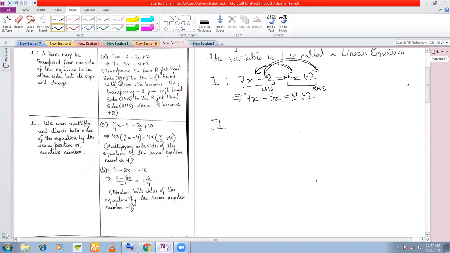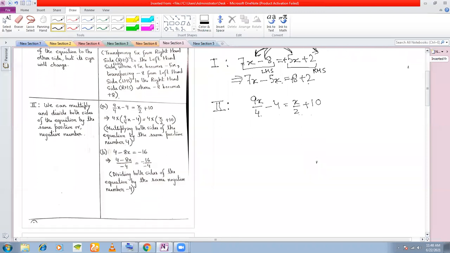Next rule is that you can multiply or divide both sides of the equation by the same number. Okay, that is, suppose I have an equation like this, 9x by 4 minus 4 is equal to x by 2 plus 10. Now see, I want to remove both these fractions here. So what I do is I take the LCM of the two. What is the LCM of 2 and 4? It is 4, right?